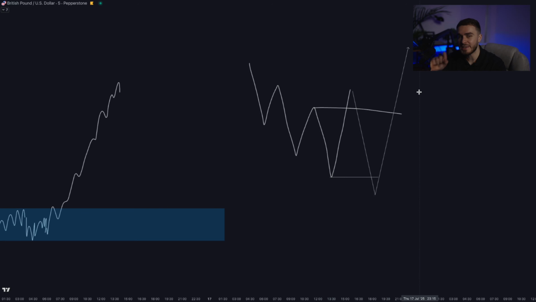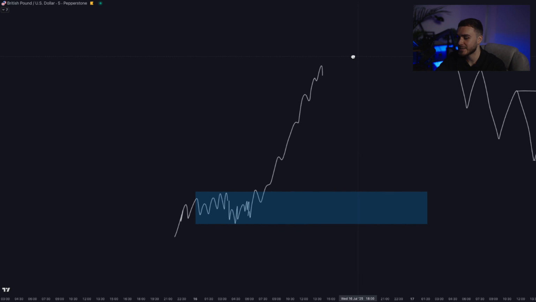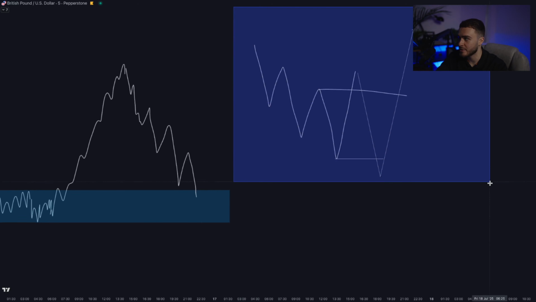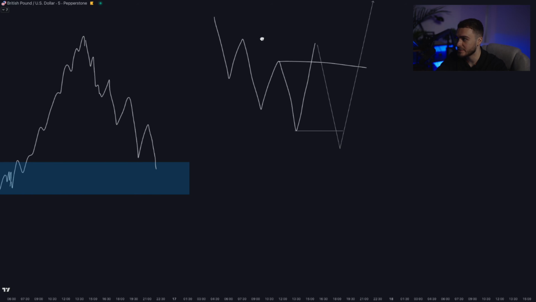It's not always very easy to understand, but let's put it into context. As you can see at this exact point over here, once we get the pullback, we're starting to get a leg down again and again and again, and eventually price taps into this area. At that point, that's when we're engaged. We're really starting to look at the intricacies of the entire move.